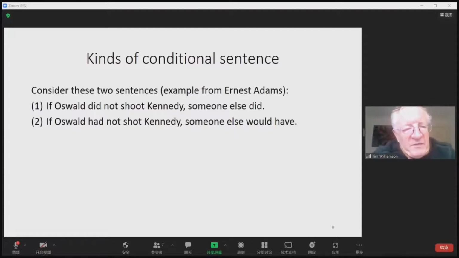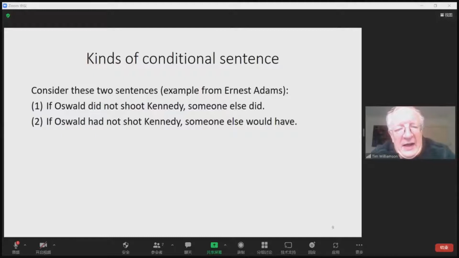But there are examples which seem to make it clear that there are two quite different kinds of conditionals, even though they seem to be about the same thing, as it were, so that if you were to formalize them as if X, then Y, the X and Y would be the same. There's a very famous example of this, which was devised by the philosopher Ernest Adams, who gave an example about the assassination of President John F. Kennedy by Lee Harvey Oswald in 1963.